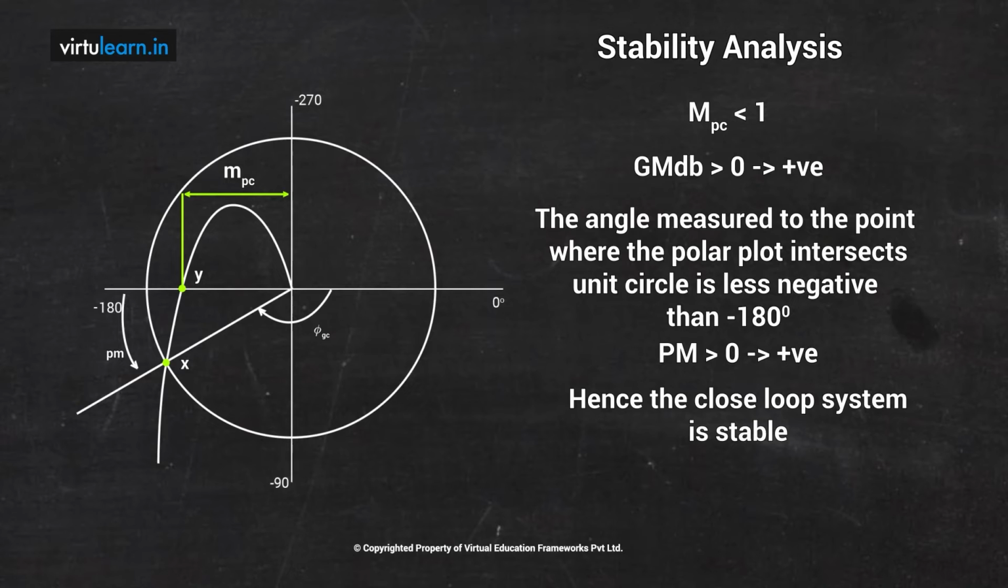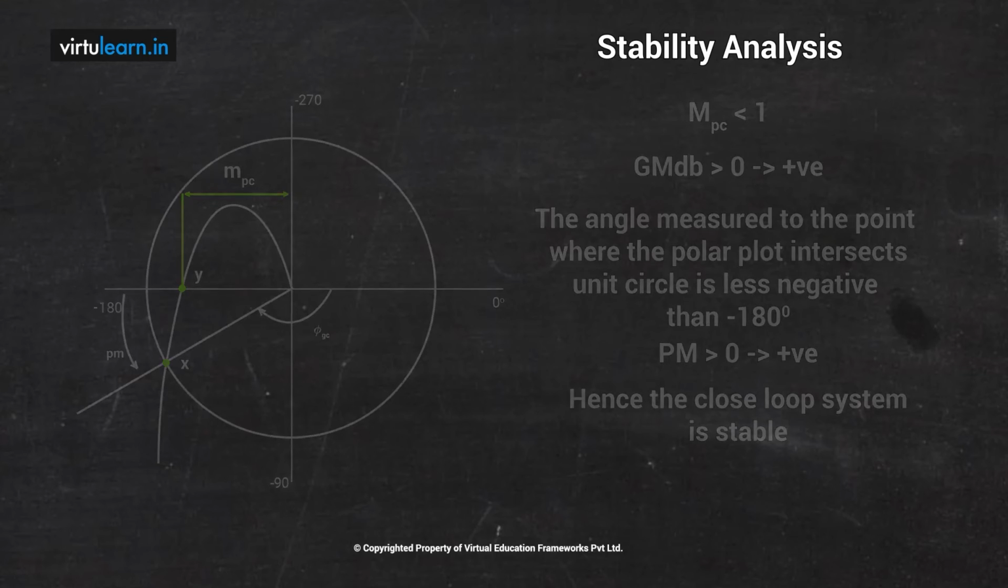Now, what is the summary of this closed loop system polar plot? If you want to have a closed loop system stable, then your MPC point should be within the unit circle and your phi GC angle should be below the minus 180 degrees line. Then you will get positive gain margin and positive phase margin. My closed loop system will be stable. And another point is omega GC is less than omega PC.